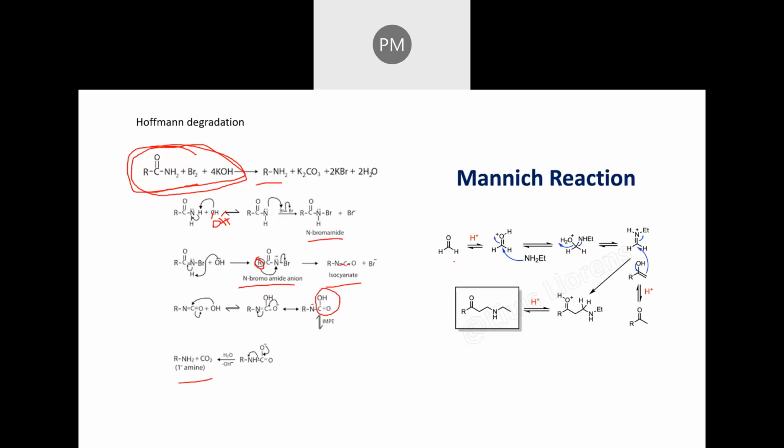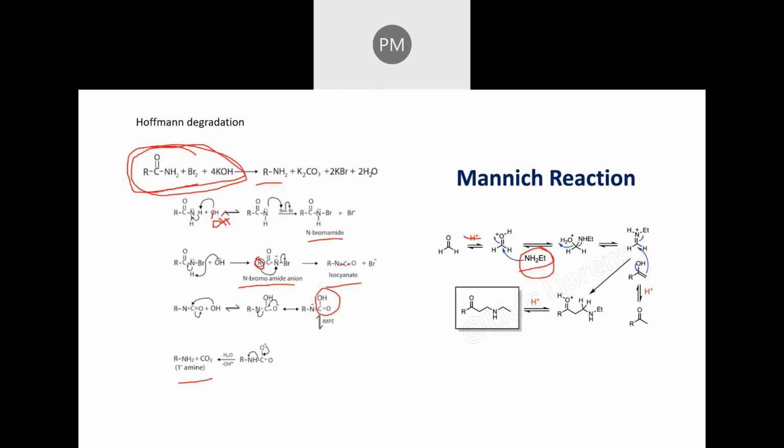Mannich reaction, where in a carbonyl, first the protonation happens at the carbonyl, then any amine group attacks on that carbonyl center, and when it is attacked, water is removed from here, so ultimately we are getting this.